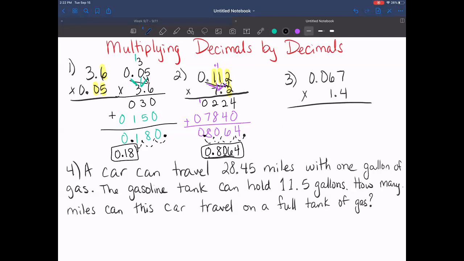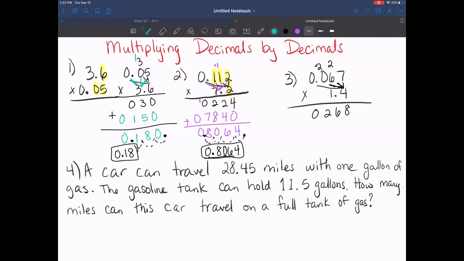All right. And I always say this is the last problem, but it's not. It's the last problem that looks like this. So we're going to go ahead and do the same thing. So 7 times 4 is 28. So I put my 8 down there and I carry my 2. 4 times 6 is 24 plus 2 more is 26. So 6 down there, carry my 2. And then 4 times 0 is 0 plus 2. Gives me 2. And then 4 times 0, which is just 0.